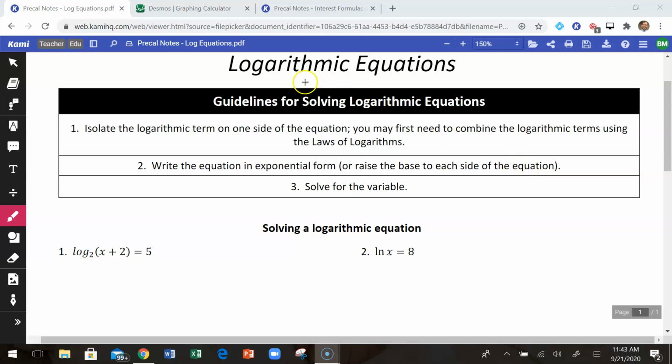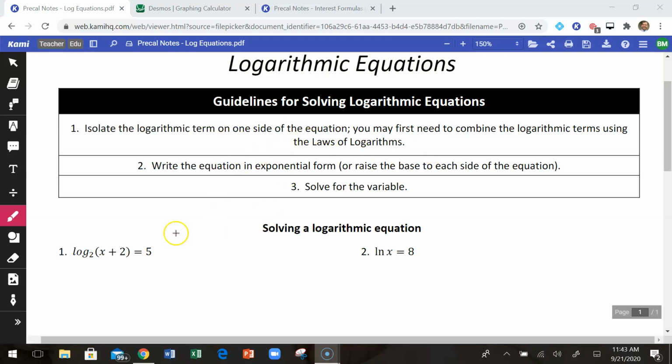Okay, in this video we are going to solve logarithmic equations, and we're going to kind of do the opposite of what we do with exponential equations, in that we're going to end up using an exponent. We're going to rewrite the equation in its exponent form in order to solve for the variable. So, got some steps listed here.